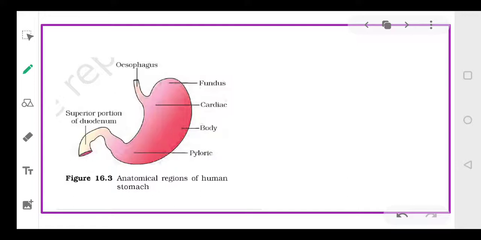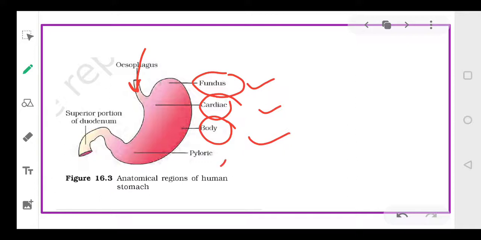We know that the food from your mouth will enter into the esophagus, and from the esophagus it will enter into your stomach. So basically the stomach has 4 parts. Earlier we spoke about the stomach having 3 parts, but the latest edition of your NCERT shows that the stomach has 4 parts. So we'll remember it as 4 parts. First is fundus, second is cardiac region, third is body, and the fourth is pyloric. So the stomach can be divided into 4 basic parts: fundus, cardiac, body, and pyloric.